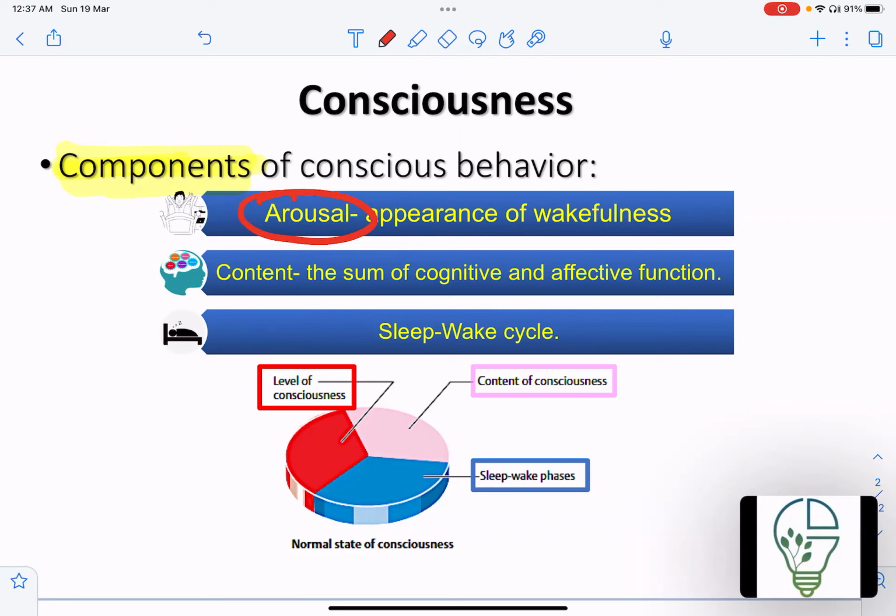That is arousal. All right. Content is basically the sum of cognitive and affective function, meaning memory skills or the rapport in speech. For example, what I'm doing right now is from my cognition, right? I'm trying to tie topics together and I'm delivering a topic lecture basically. So this is from my cognition, right?